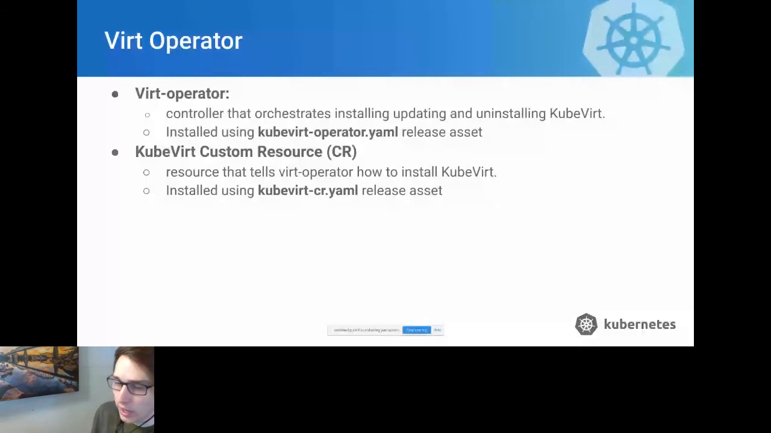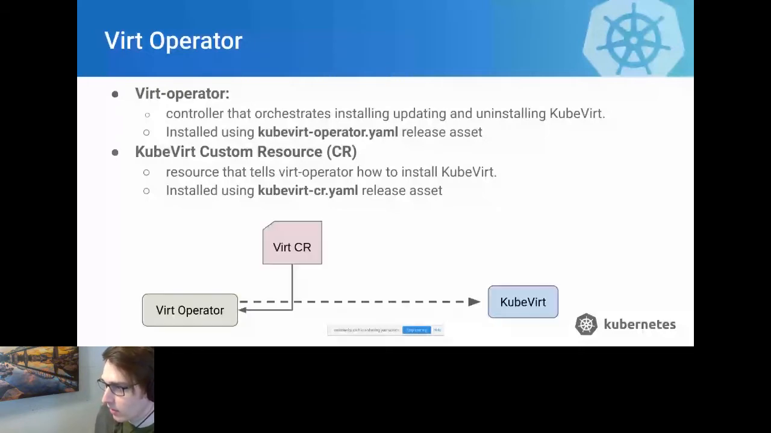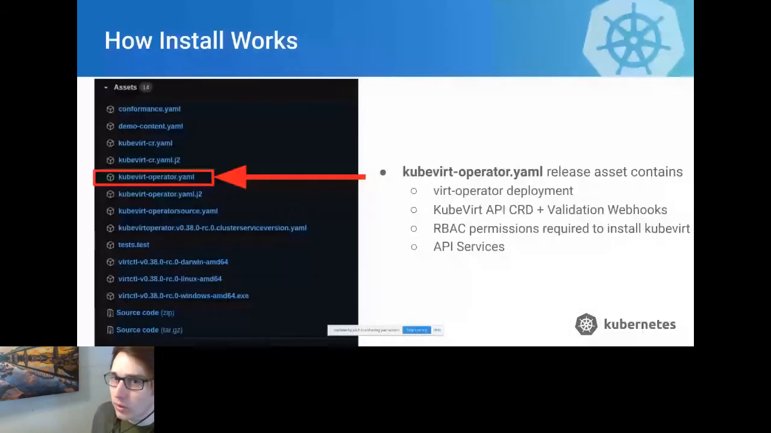So what's going on here is we have a top-level controller, virt-operator, which is capable of orchestrating the KubeVirt install and update process. But virt-operator is not going to do any of that until you post the KubeVirt custom resource, which gives virt-operator the instructions it needs to know how to perform the update. So you install virt-operator, you post that custom resource, and that tells virt-operator how to install KubeVirt. We have manifests for both virt-operator and the KubeVirt custom resource, and they're published in the asset list with every one of our KubeVirt releases.